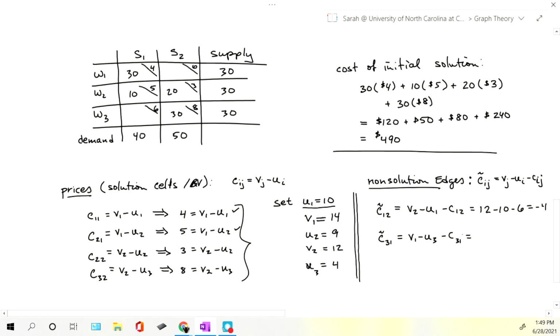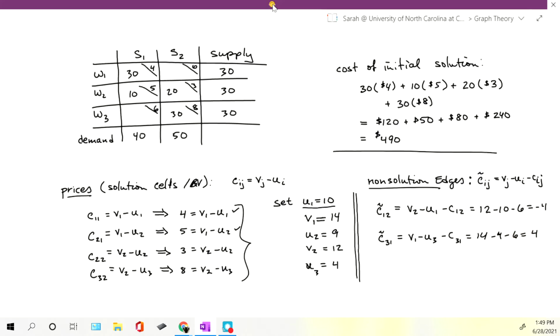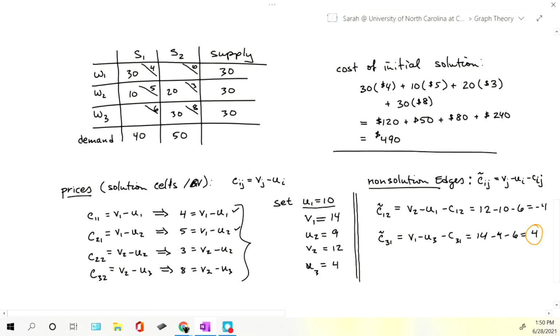So next what happens? We'll plug in V1, which is 14, U3, which is 4, and then the C31. C31 is 6. So this guy looks like we are getting a positive 4 right there. Now you compare the two edges. Remember, a negative actually means the total cost will increase. A 0 means no change whatsoever if you switch out and use that cell. And a positive number right here means that if you actually use this cell, your total cost is going to increase by 4 units per, well, however much you throw through that edge.